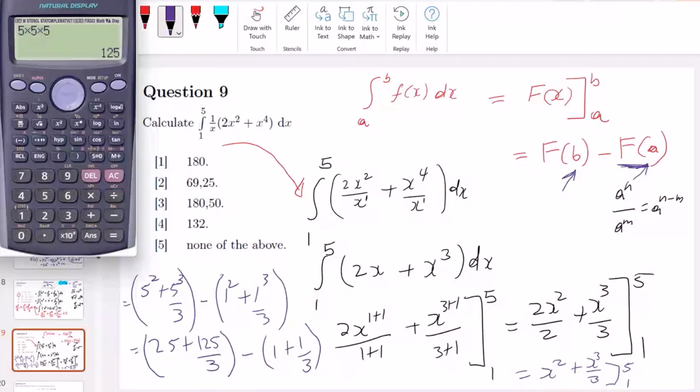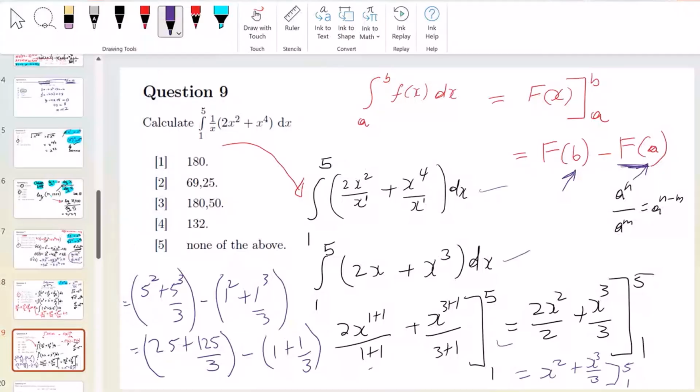Sorry, ma'am. Can you go to the, I think it's the third step? Where it's 2x squared over 2, and then it's plus x cubed over 3. Is that not supposed to be x to the 4, x to the 4 over 4? Yeah. It's x to the 4, yeah.